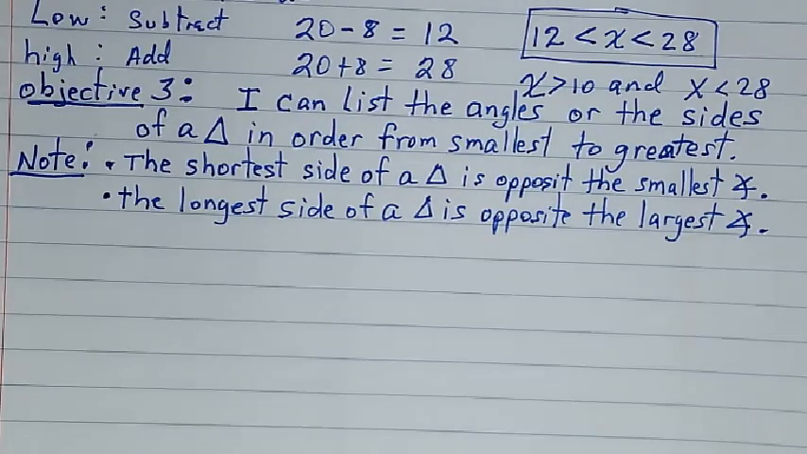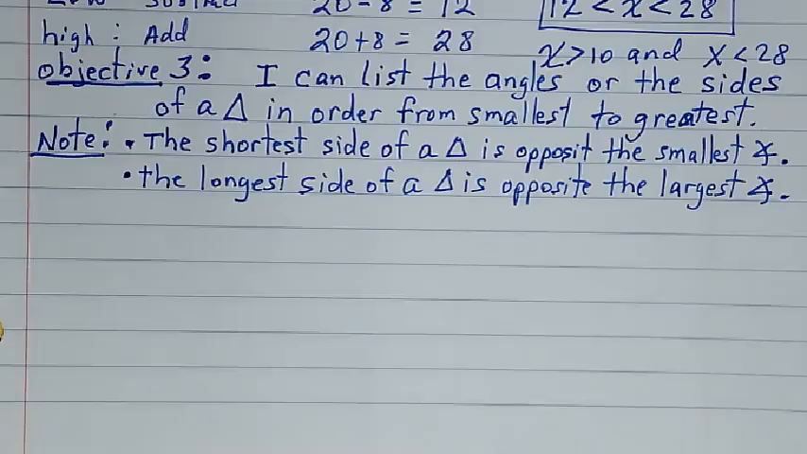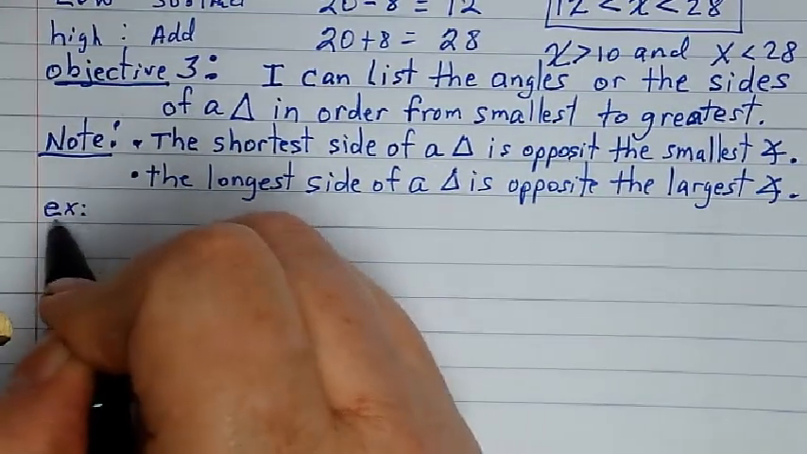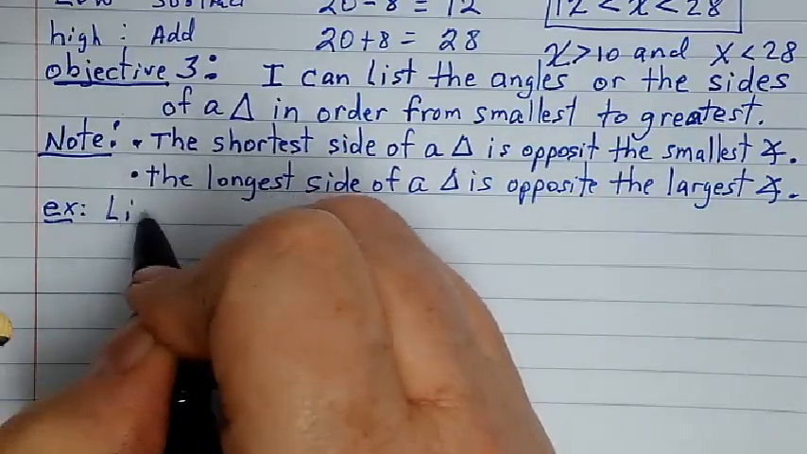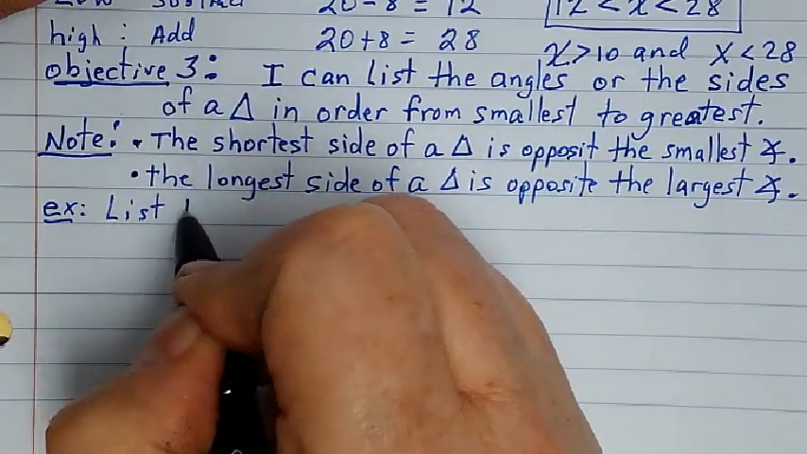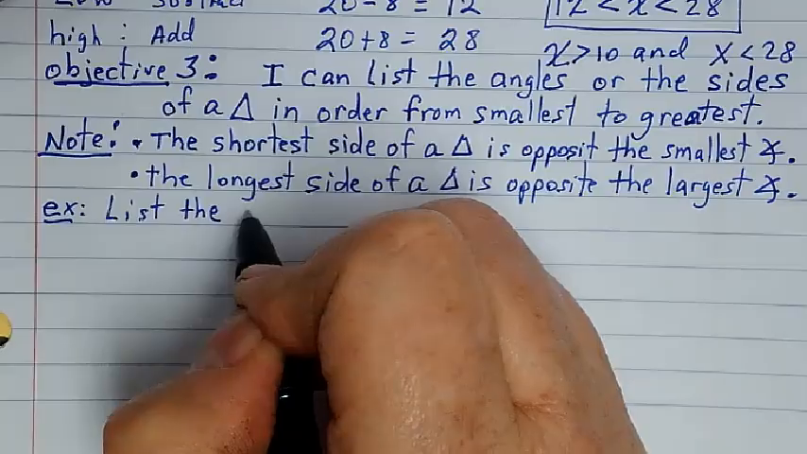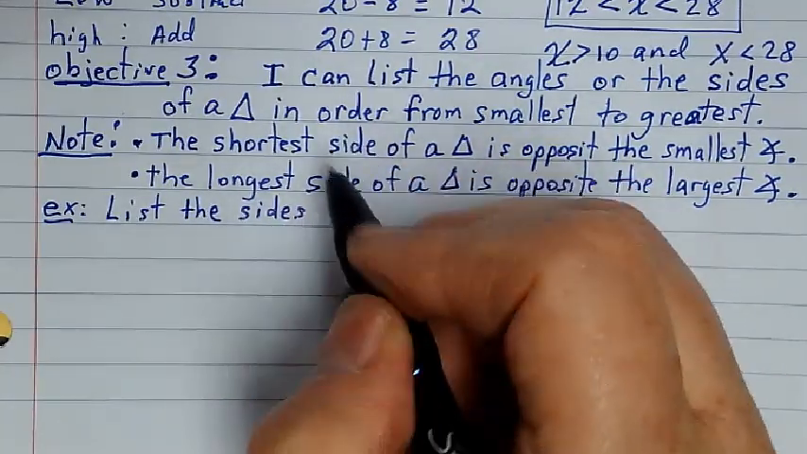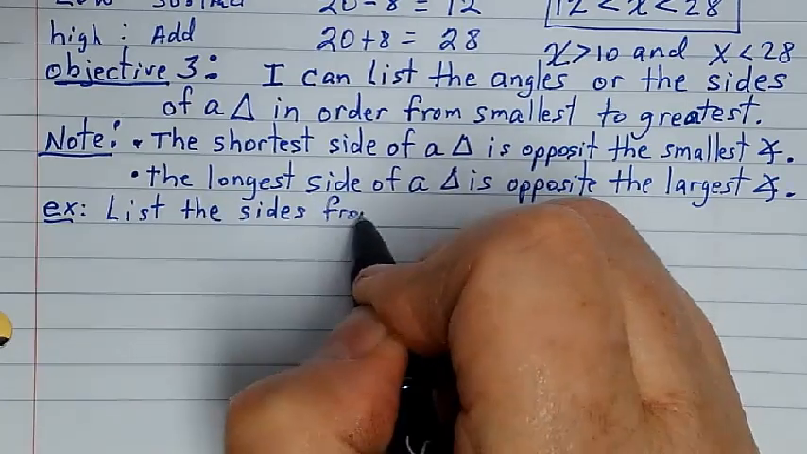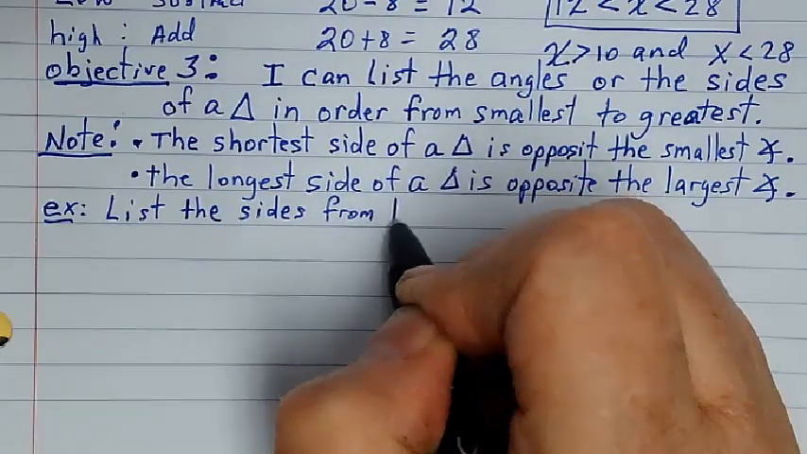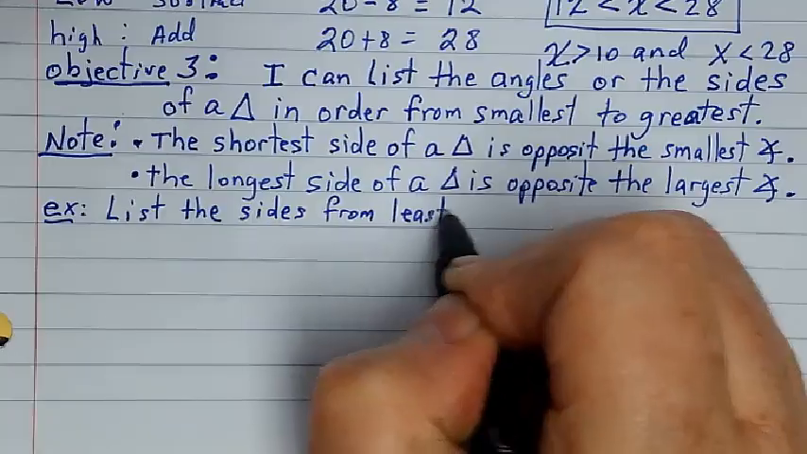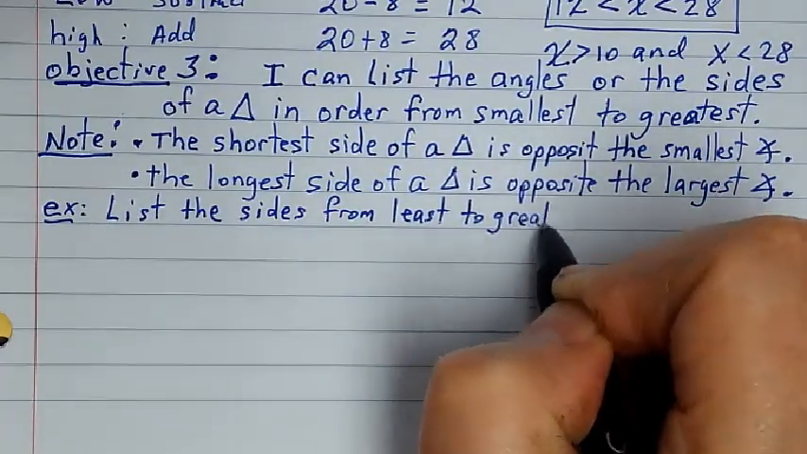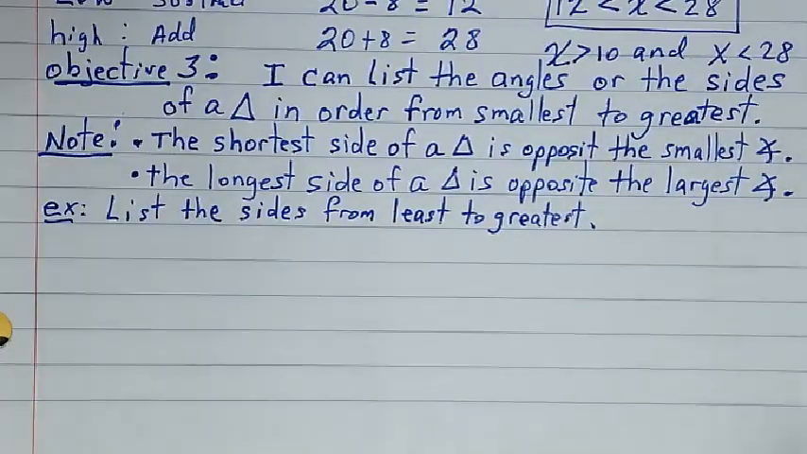So here's an example. List the sides from least to greatest. And I'm going to draw a triangle.